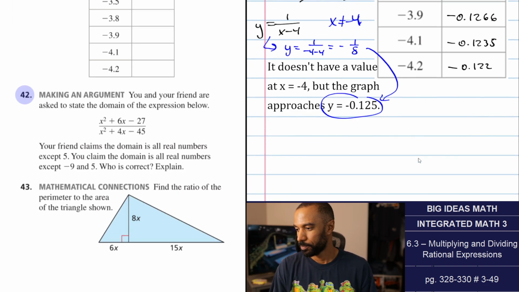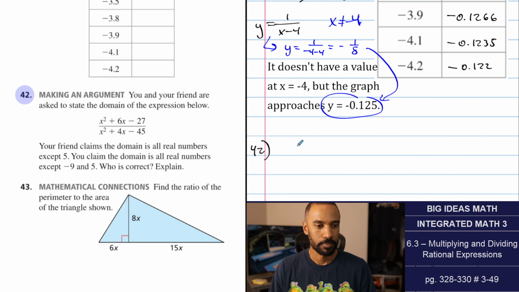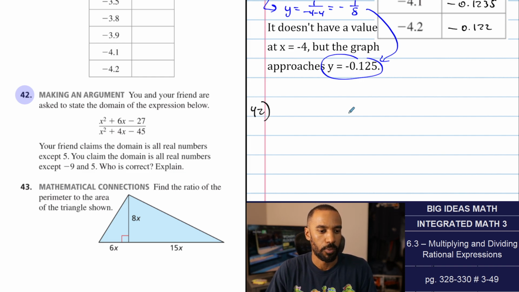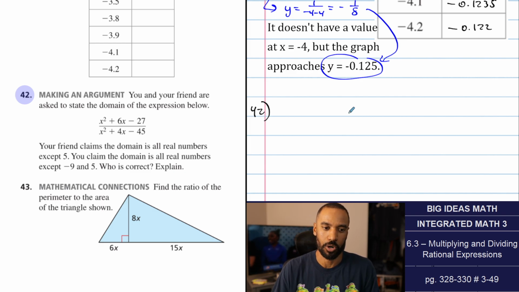Number 42. Making an argument. You and your friend are asked to state the domain of the expression below. Your friend claims the domain is all real numbers except 5. You claim the domain is all real numbers except -9 and 5. Who is correct? Explain.